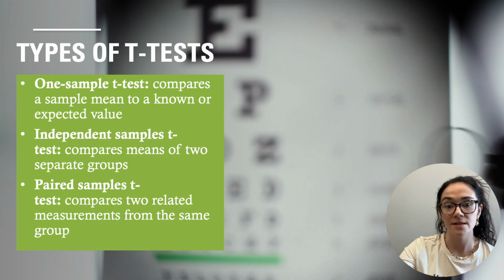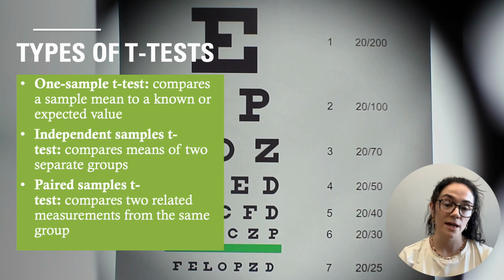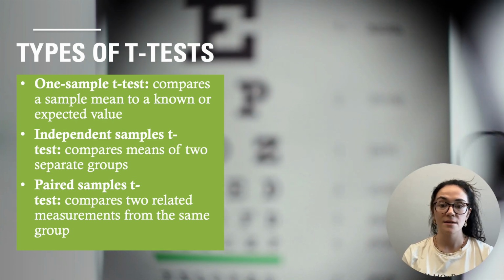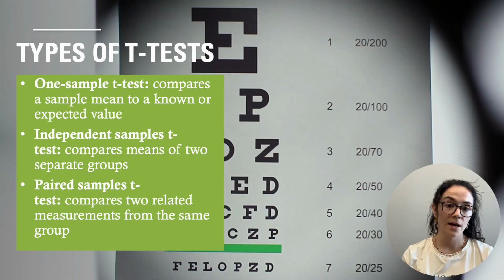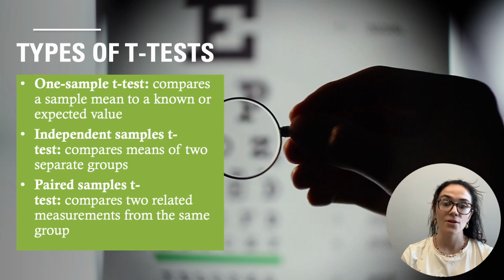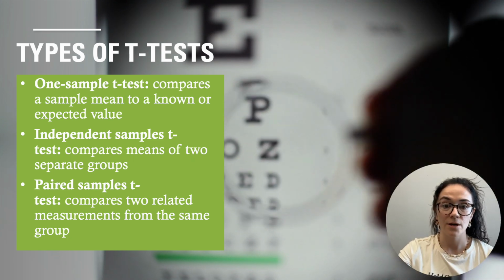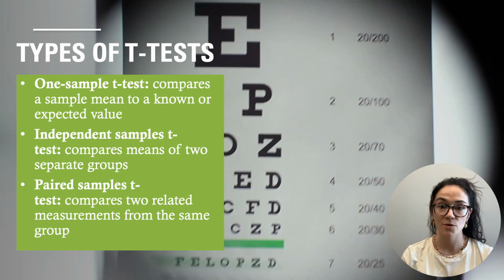Next, the independent samples t-test. This is probably the most common t-test you'll encounter in research studies. An independent samples t-test compares the means of two completely separate groups. Think about a clinical trial where one group receives a medication and the other group gets a placebo. Or a business case where two different marketing strategies are tested on two different customer groups.